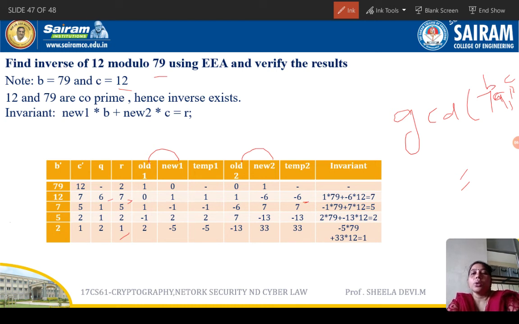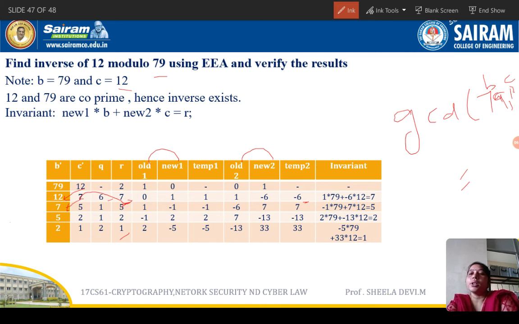So what should be done now? Since I didn't get the remainder as 1, I have to go for the next step. I have to repeat the operation. So the c dash will be considered as b dash and the remainder will be considered. What was the remainder? Sorry, we are in this step. The remainder is 7. So this 7 will go here for the second step and we have to divide it now.